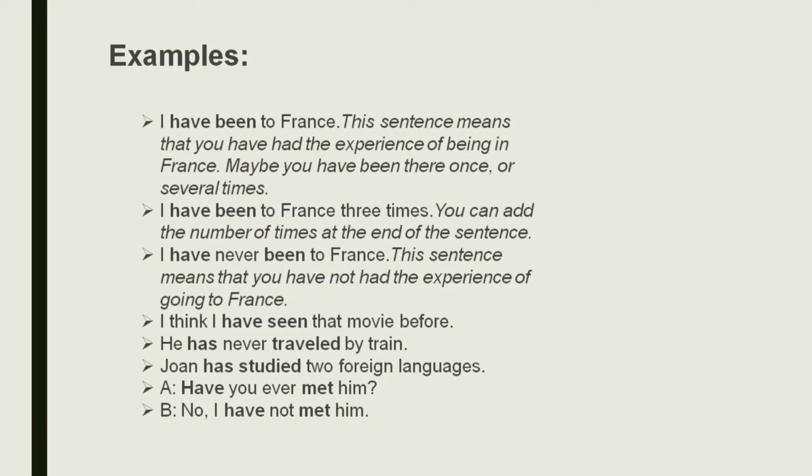Okay, there are some examples. I've been to France. This sentence means that you've had the experience of being in France. Maybe you've been there once or several times. It's not important. Important is that you've been to France. I have been to France 3 times. You can add the number of times at the end of the sentence. For example, I've never been to France. This sentence means that you've not had the experience of going to France.